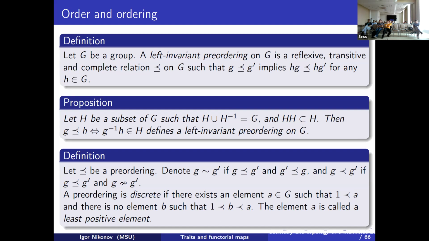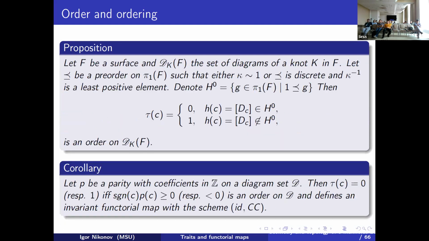And we can also define a discrete preordering. This is the case when we have a least positive element, that is, an element such that between one, the identity, and this element there is no other element strictly between them with respect to the preorder. And we can formulate a proposition such that an order on knot diagrams on the surface F is equivalent to some preorder on the fundamental group where the homotopy class of the knot is equivalent to 1, or another possibility, that the preorder is discrete and the inverse to the homotopy class of the knot is the least positive value.